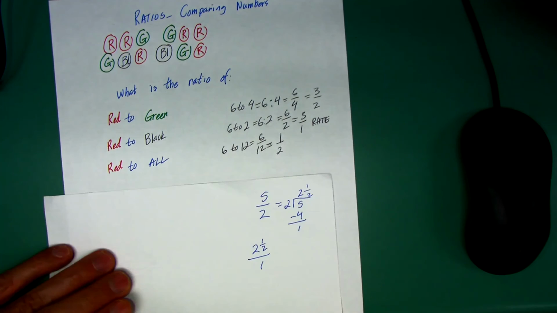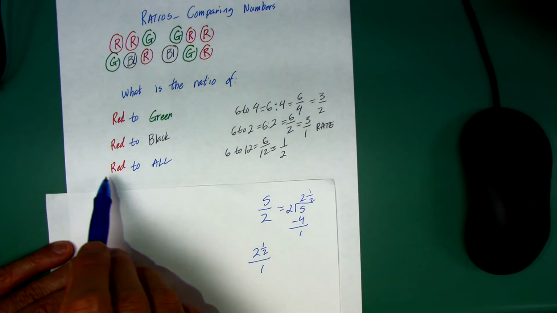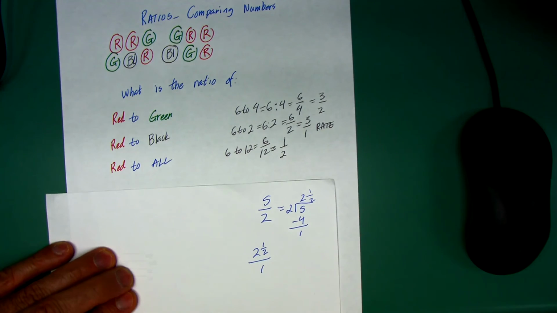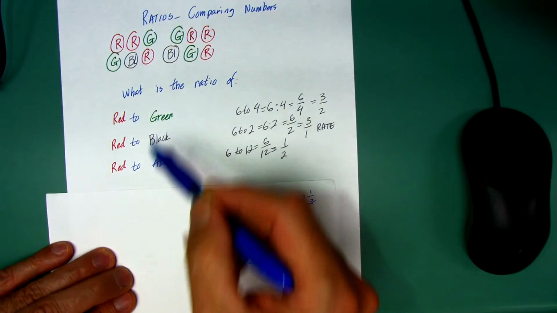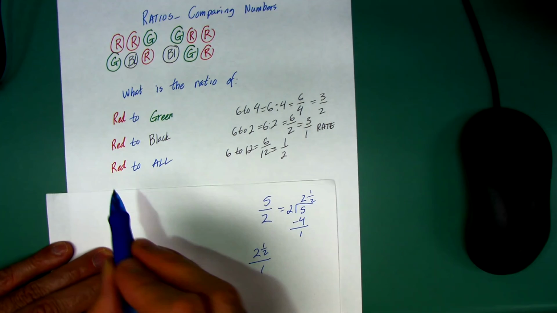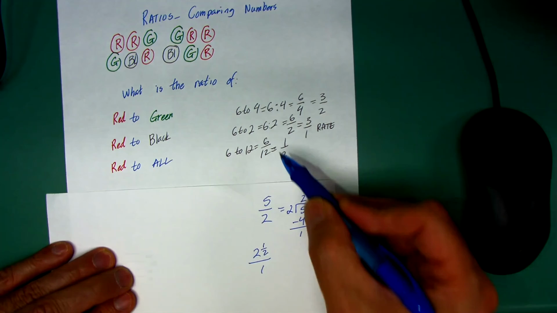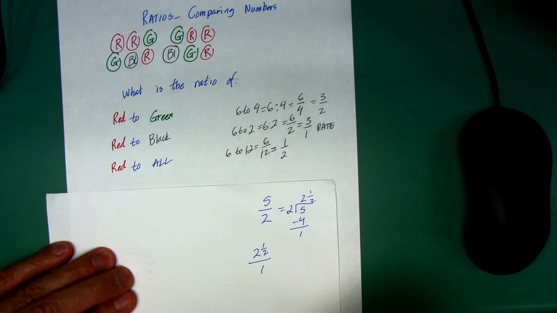Okay, let's do the last one here. For example, comparing the ratio of red to all. Now, that gets a little tricky. We know there are 6 red. When I count them all, I'm going to include the red. The red are part of all these circles here. So I have my 6 red, my 4 green, and 2 black. When I add all those up, that's 12. So the ratio of red to all is 6 to 12. And again, you can see that simplifies all the way down to 1 to 2.